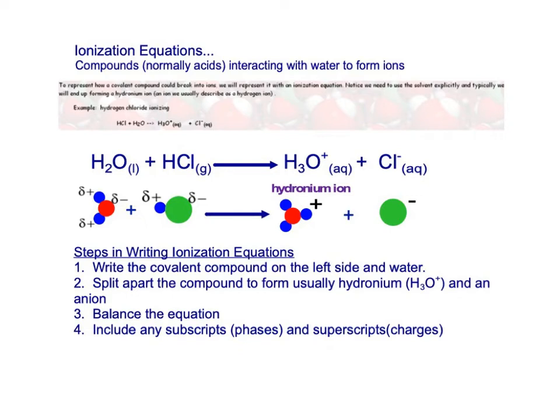And what we're going to do, again, is write the covalent compound on the left side and water, and it's going to split apart and form the hydronium ion. So that hydrogen from the HCl, you can almost picture it popping off here and going onto the water, and we call that the hydronium ion. And then we also get what's left over, which would be the Cl. And then, of course, we would balance the equation and include any subscripts or superscripts.